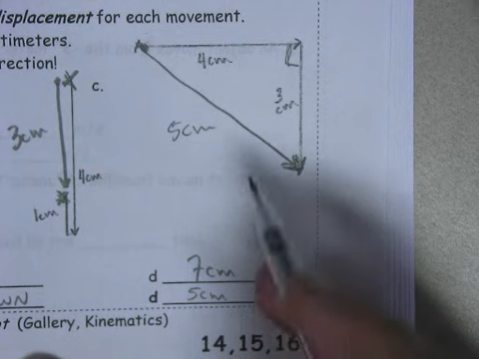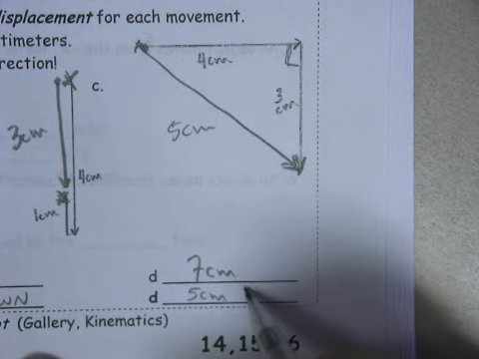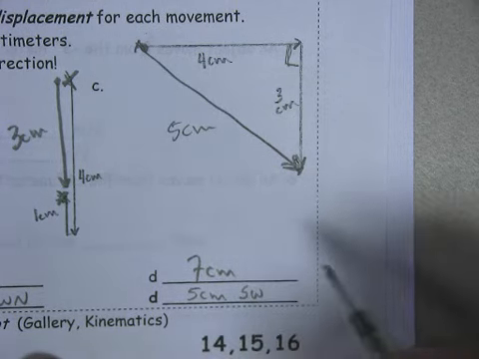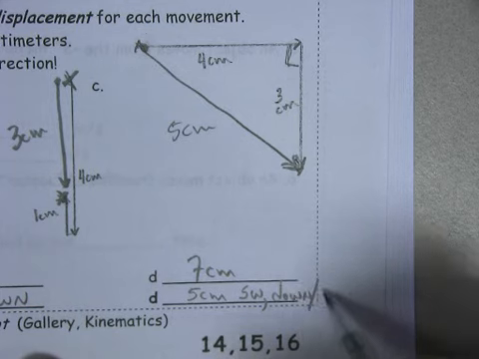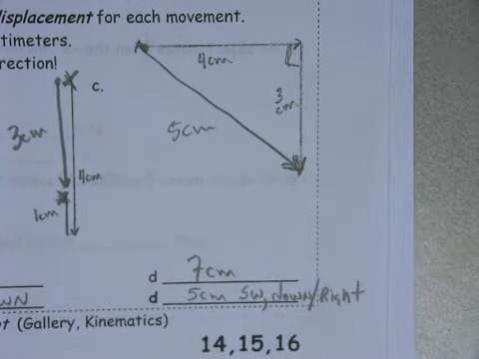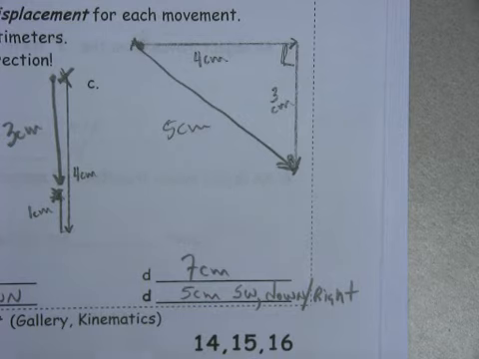So 5 centimeters, and then for the direction, you could say southeast, down to the right. We'll cover how to actually do that in another couple of videos. For now, that'll work just fine. So there's example number 2. Example number 3, the cartoon, you'll have to attend class to see. Have a good day.